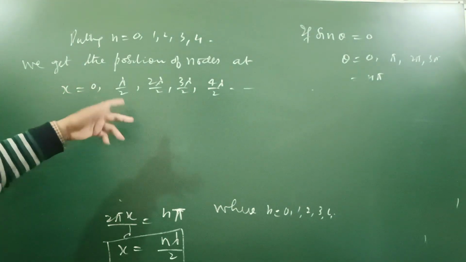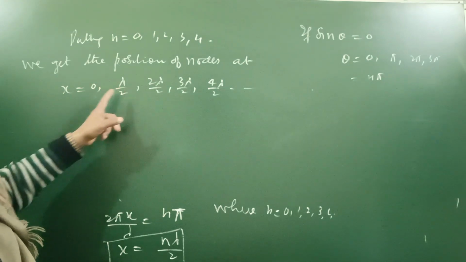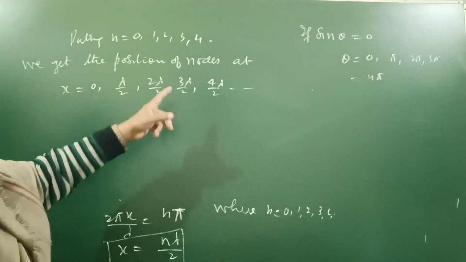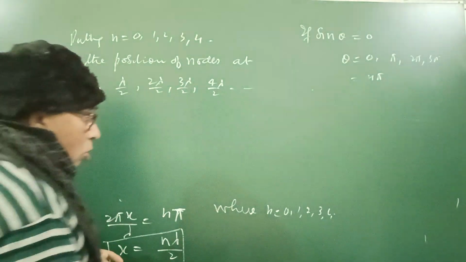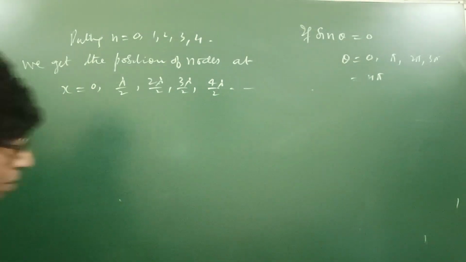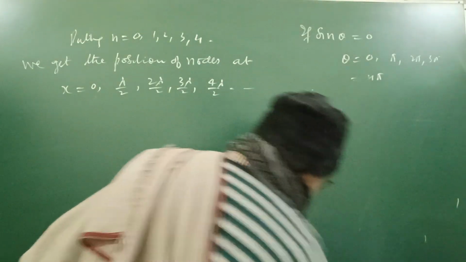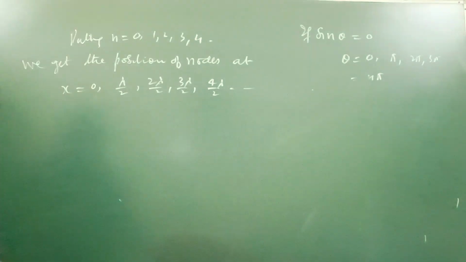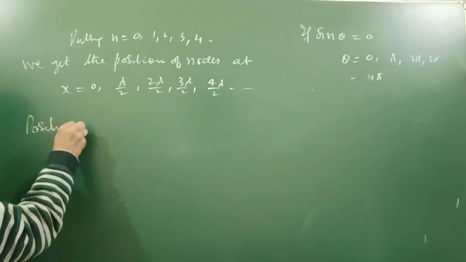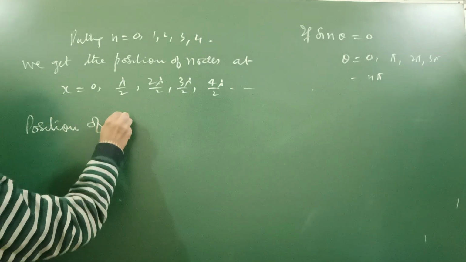And you note here the distance between two nearby nodes: lambda by 2 minus 0, 2 lambda by 2 minus lambda by 2, 3 lambda by 2 minus 2 lambda by 2. So distance between two nearest nodes is lambda by 2. Now we come to know position of antinodes.